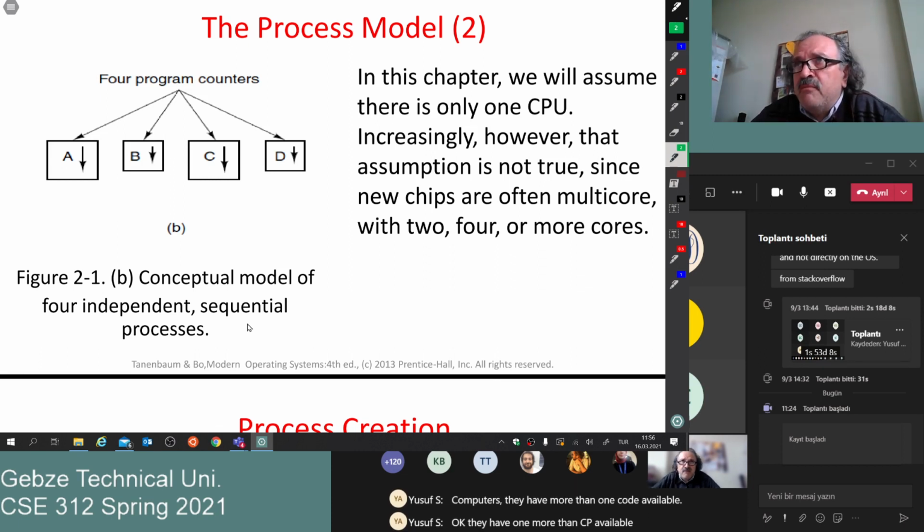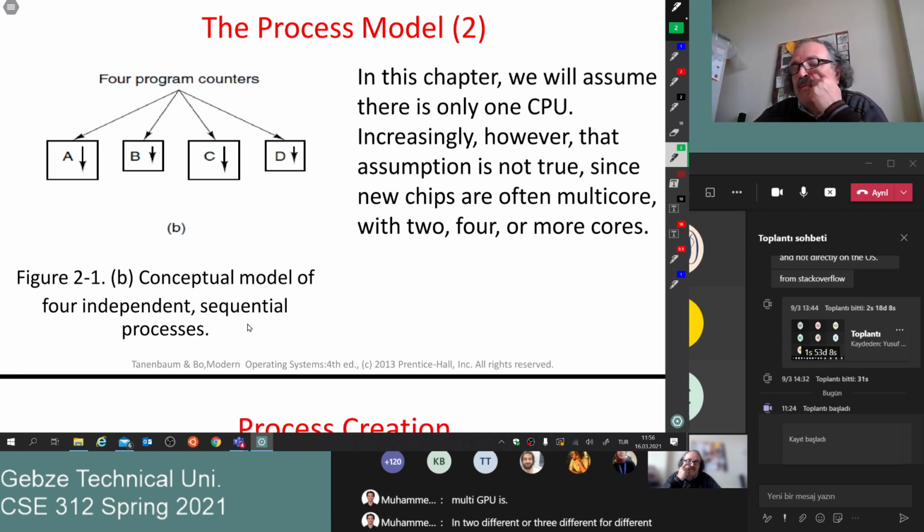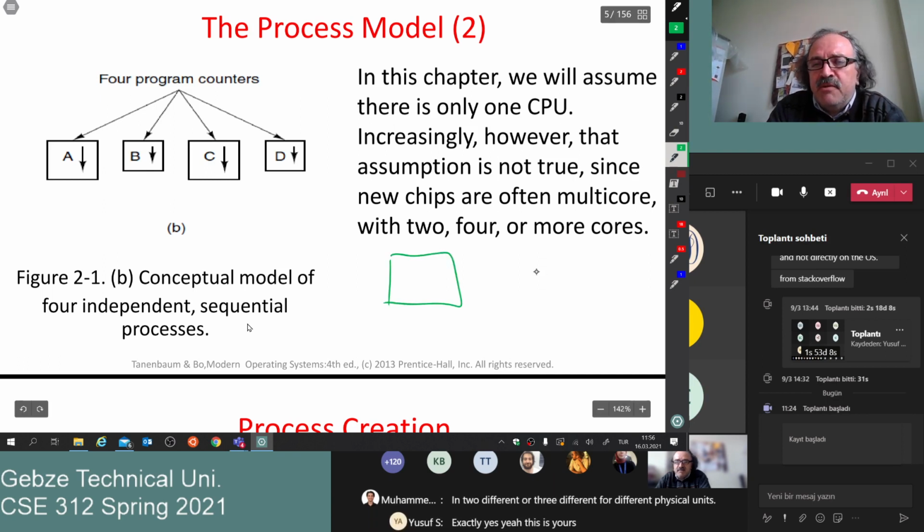What is the difference between multi-core and multi-CPU computers? Multi-core consists of cores in one physical processing unit, and multi-CPU is two different or three different, four different physical units. Exactly, yes. This is your physical CPU.